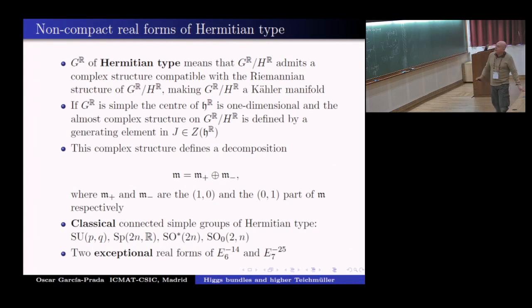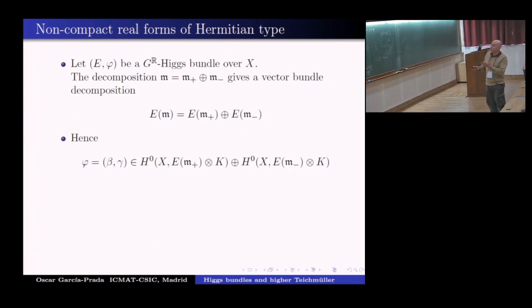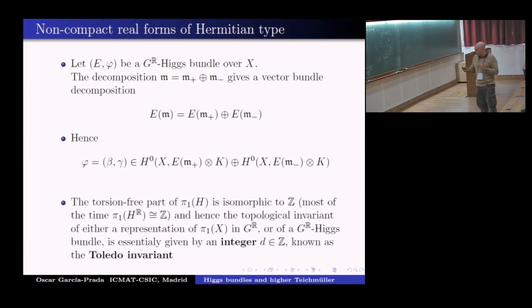And for these you have this phenomenon, where the isotropy representation decomposes into these two pieces, and so the vector bundle where the Higgs field takes values always decomposes like this, M plus and M minus. And so you always have two Higgs fields, one in M plus, another one in M minus, similar to what happened for SL(2,R), right?